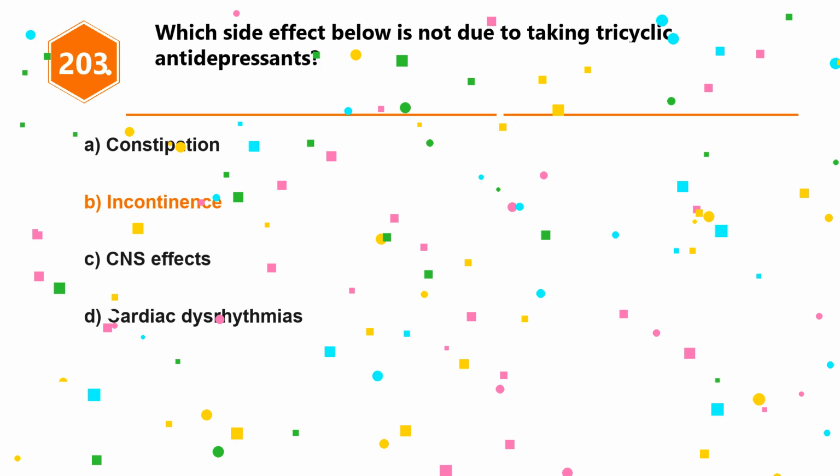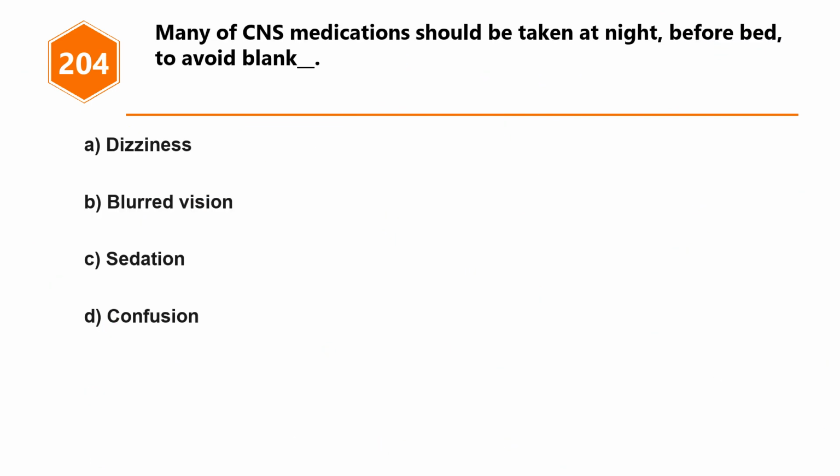The correct answer is option B, incontinence. Question 204. Many CNS medications should be taken at night, before bed, to avoid blank blank. Option A, dizziness. Option B, blurred vision. Option C, sedation. Option D, confusion.